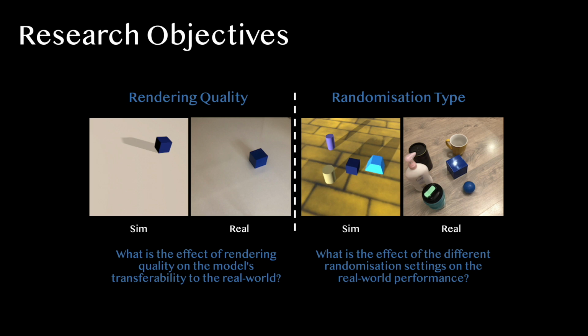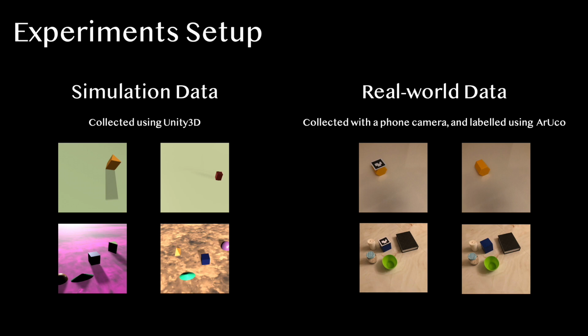We aim at understanding the effect of the rendering quality on the model's transferability to the real world. Also, we aim at understanding the impact of the different randomization settings on the real-world performance. All of our models are trained with simulated data only and tested in the real world with data collected with a phone camera and labeled using Oracle.